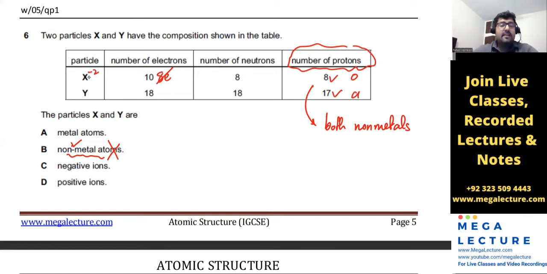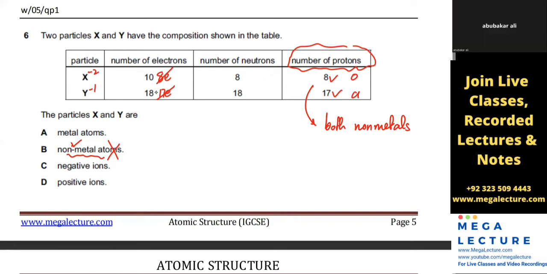It's got 2 extra electrons, right? And 17 protons. It should have had 17 electrons as well, right? But it doesn't. It has 18 electrons. So what is the charge on Y? There's 1 extra electron, right? So it's got a charge of negative, so they are negative ions.